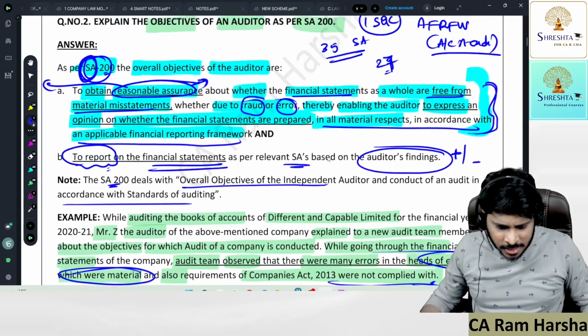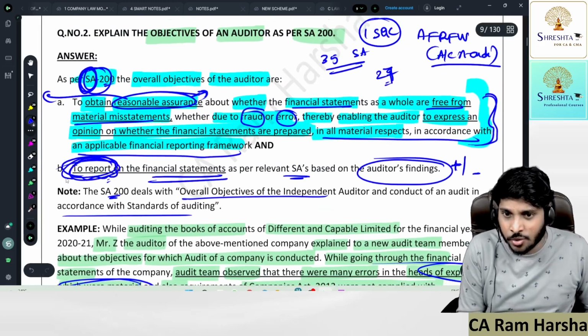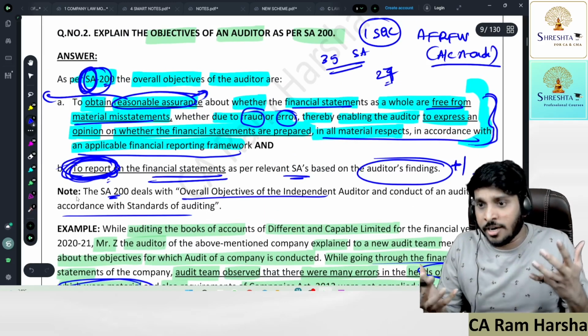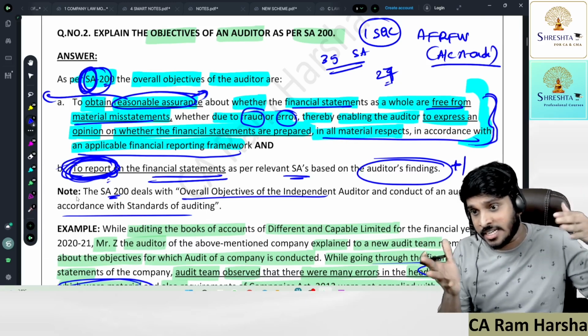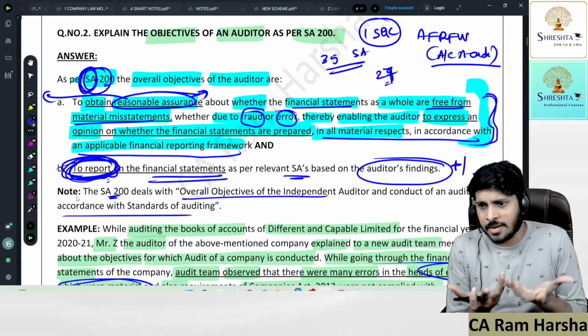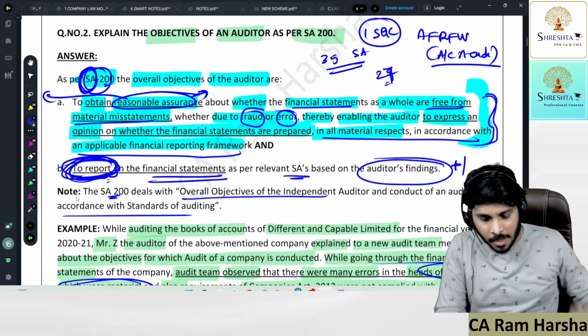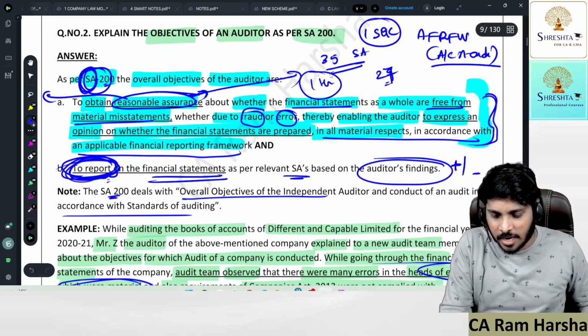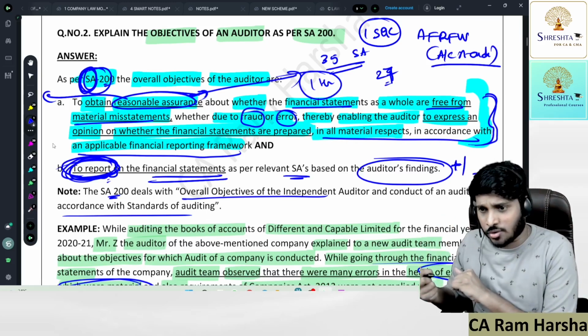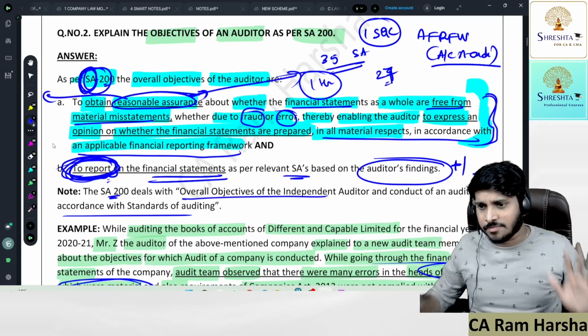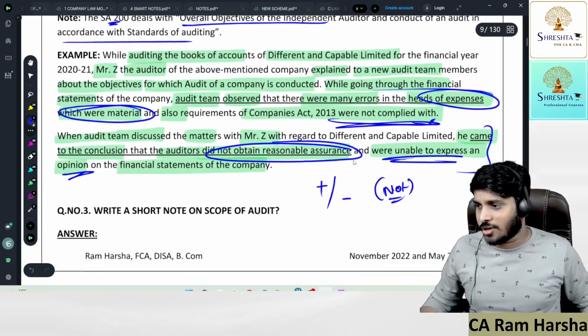We have something called "to report". What report? Audit report. On that audit report, we have a very big chapter. A 15 to 20 hours discussion itself is there. What is meant by report? We have a 15 to 20 hours discussion. What is reasonable assurance? We are having some 1 hour discussion. That is nothing but inherent limitations of audit. Question number 7, I think. That's it. That's about the objective of audit.